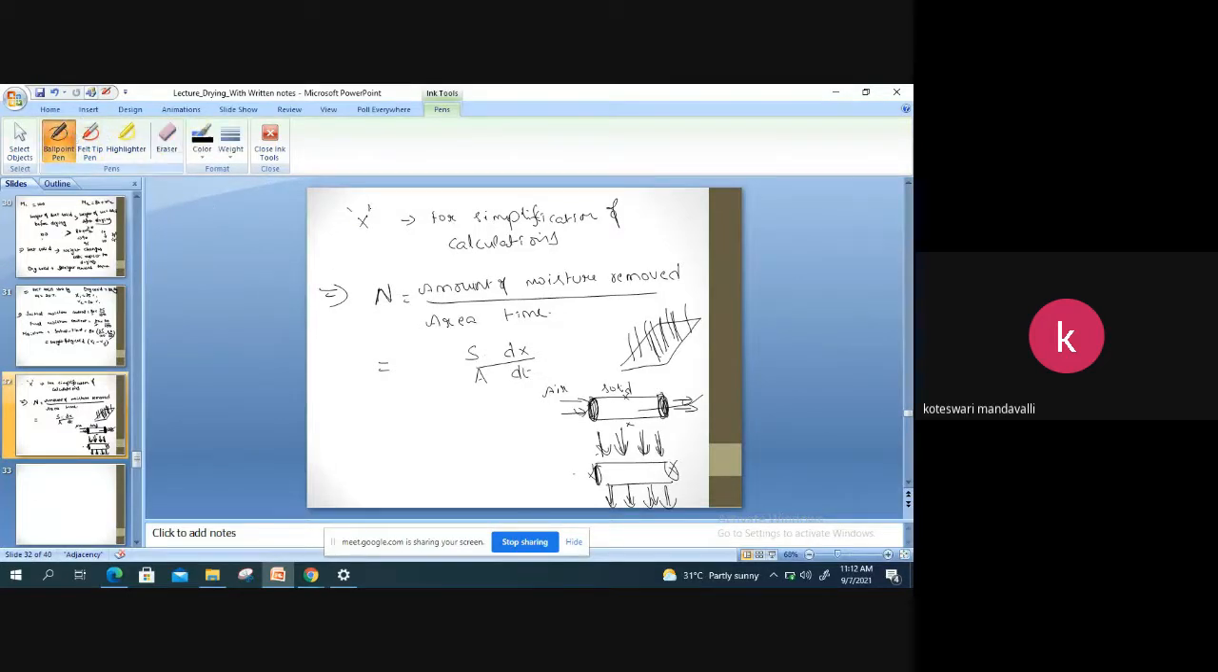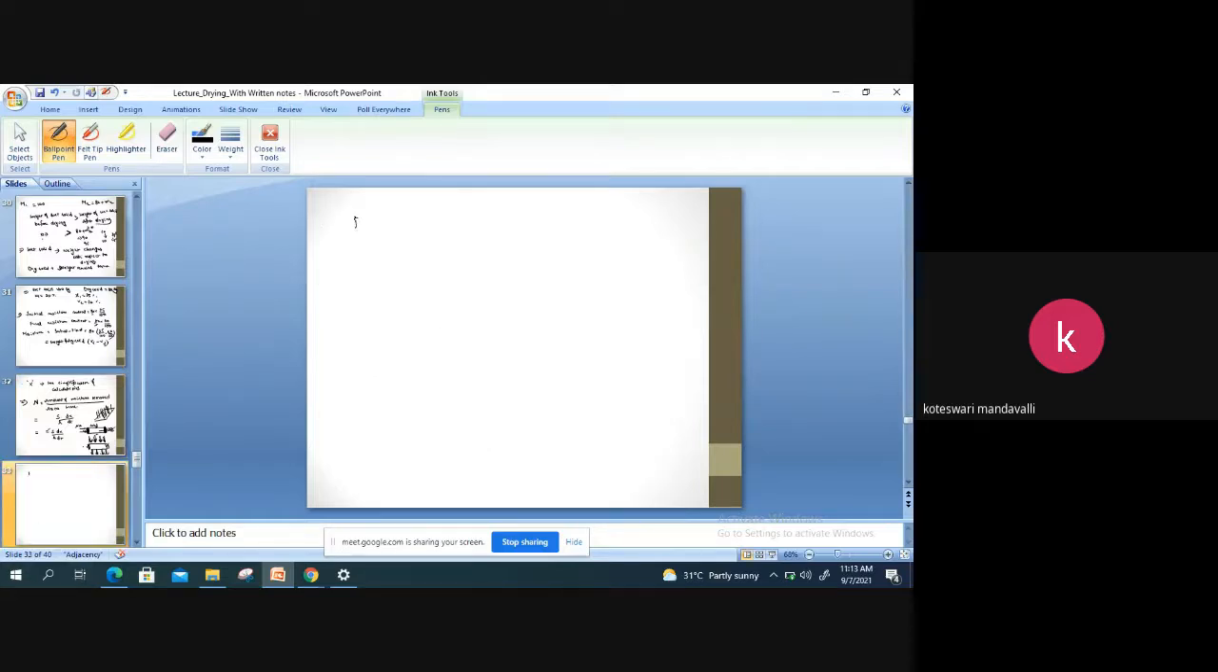So S into dx and A by dt. Now from initial to final, the value decreases, so generally I can write minus dx by A into dt. This minus indicates that the moisture content decreases from the initial to the final value. The final value is lower than the initial value, so we use this minus to make the quantity positive. So the ultimate equation is N is equal to minus S by A dX by dt.